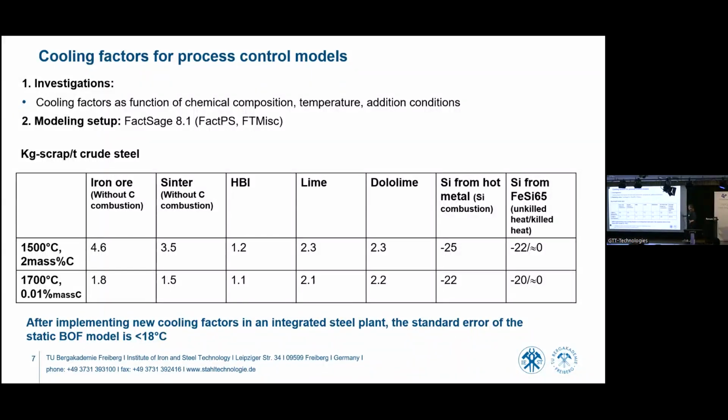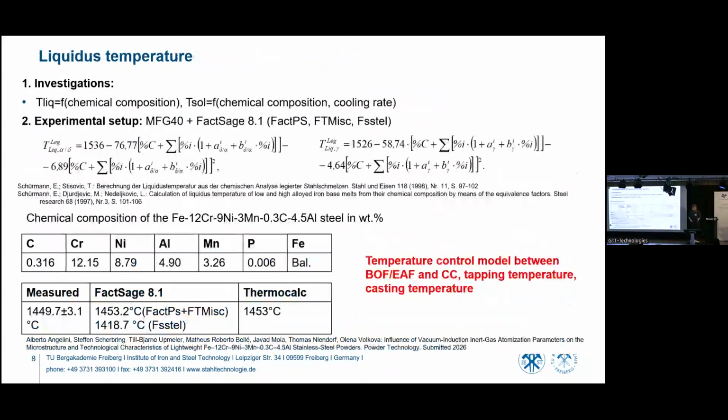After that, the calculated cooling factors were implemented in one integrated steel plant, in the static model of one integrated steel plant. And after implementation, the standard deviation, the standard error of the static BOF model is now less than 18%. It's very good, yeah. Okay. The next example is about liquidus temperature.